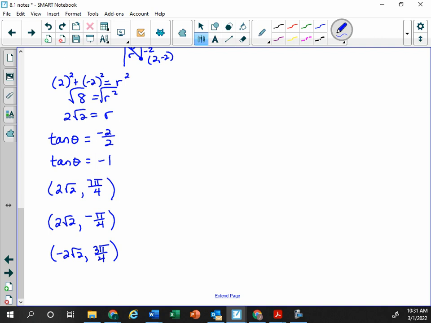You want to make sure you read the directions on problems like this, because sometimes I'll say convert to polar and theta has to be between 0 and 2 pi, or between -pi and pi. I'll give you a range for where theta has to be. So you want to make sure that your theta actually matches whatever I'm asking for. Okay? But if I just say convert, I would accept any of these answers.